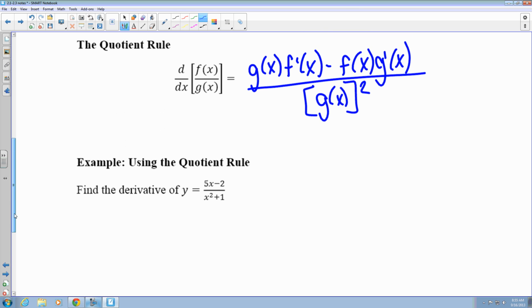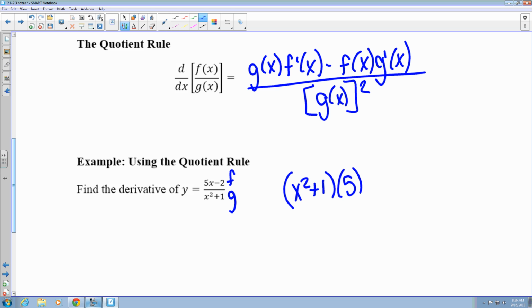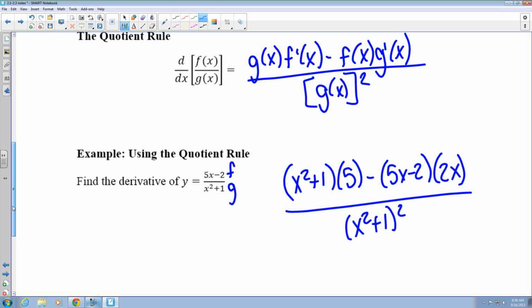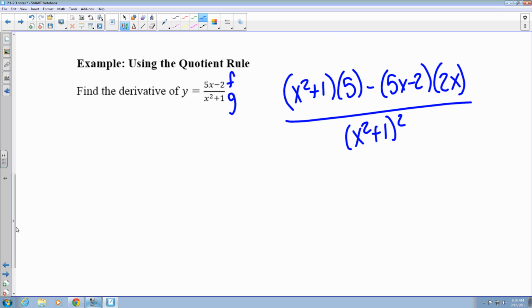Now, using the quotient rule, keep that in sight. We are trying to find the derivative of 5x minus 2 over x squared plus 1. Top is f, bottom is g. So if we're taking the quotient rule here, we have to leave g alone, times the derivative of f, which is 5, minus leaving f alone, times the derivative of g, all over g squared. When you have a polynomial on the bottom like that, x squared plus 1 squared, you don't have to multiply that out. You can leave it as x squared plus 1 squared.